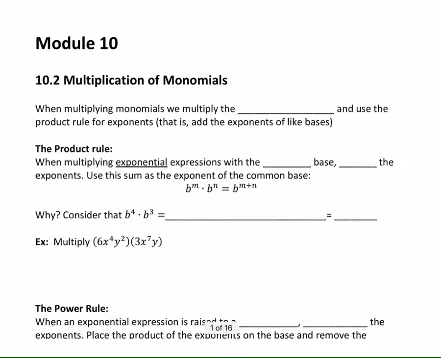So we're going to start by talking about multiplication of monomials. So we'll define this idea of a monomial just real quick here. When I say monomial, I just mean a single term. Something like a 3x squared or a 4ab cubed. A single term, that's a monomial. So let's talk about how we multiply monomials.